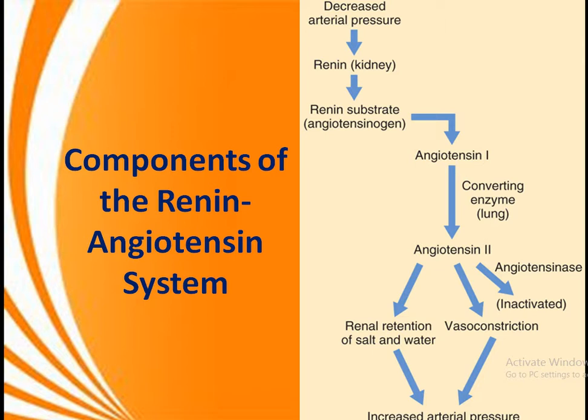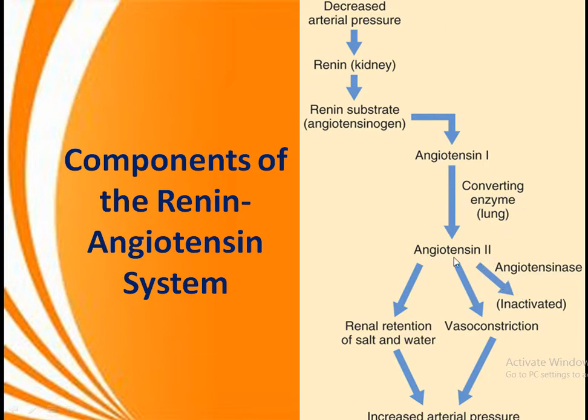Angiotensinogen that is coming from the liver, under the renin, which is acting as an enzyme, angiotensin 1 is formed from the angiotensinogen. Now there is an enzyme very specific to convert 1 into 2, that is present in the lung, so that angiotensin 1 is converted into angiotensin 2 under the effect of ACE.